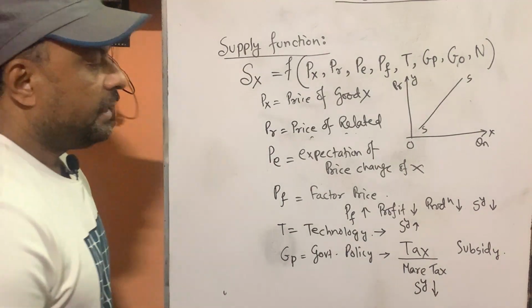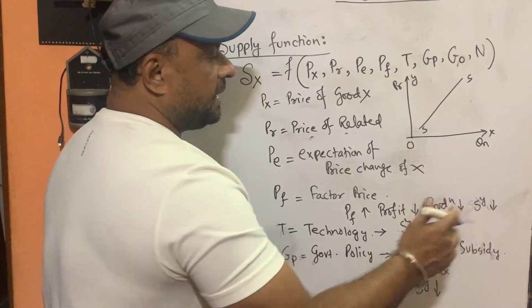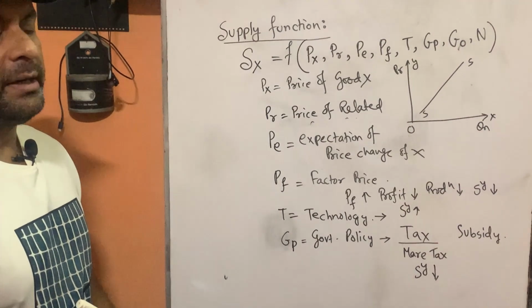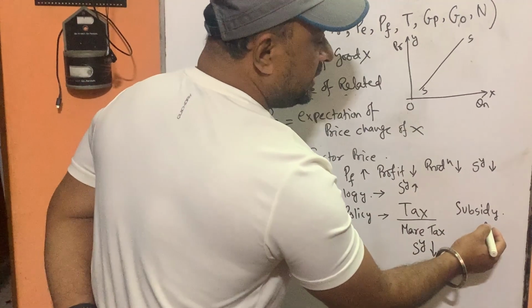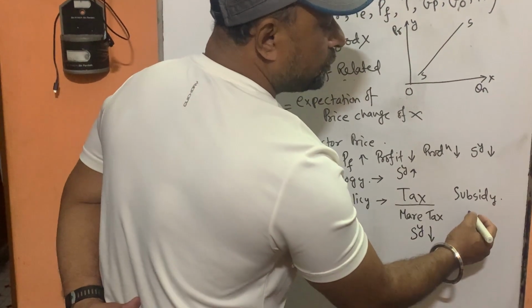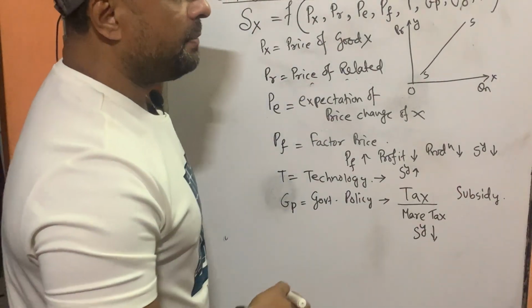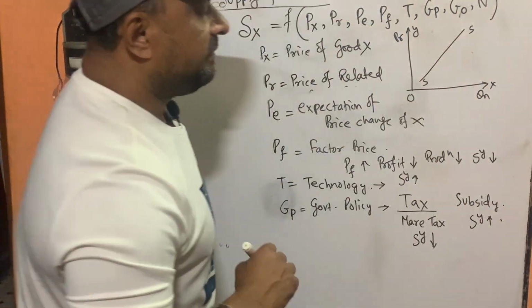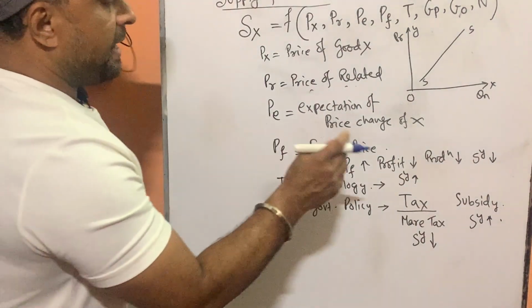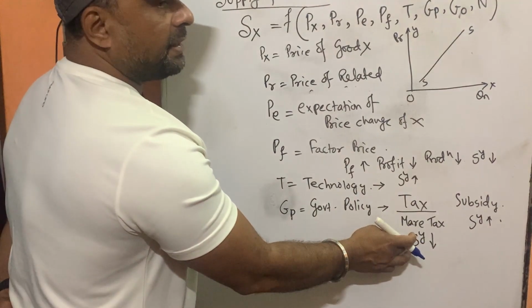On the other hand, if the government provides subsidy, generally subsidy is provided to the poor farmer to encourage them to produce more. So if they get more subsidy, it means what? Their production cost will reduce, because they are getting subsidy from the government. That time their supply will increase. So by giving subsidy, supply increases. By charging more taxes, supply reduces.